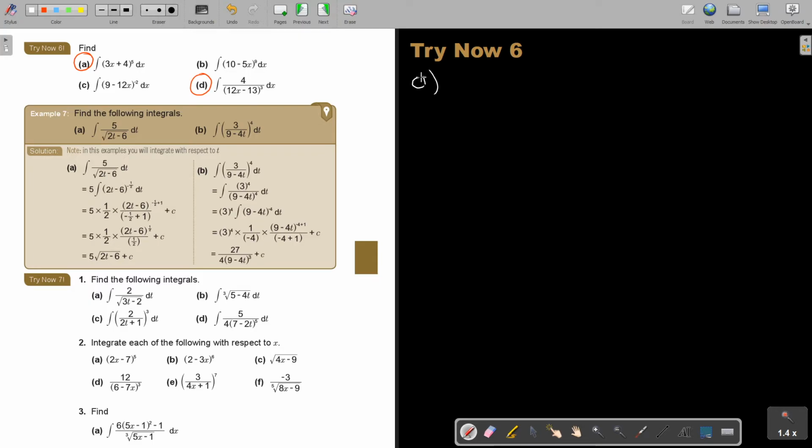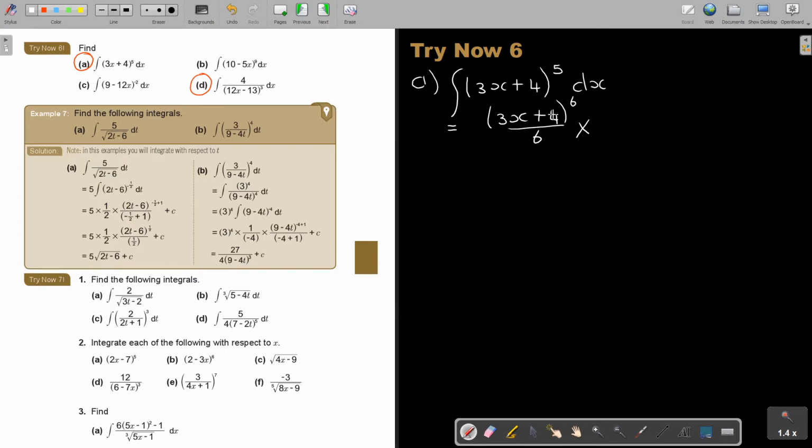Let's start with number A. I'm going to integrate (3x plus 4) to the power of 5 dx. In this case, just keep the bracket, 3x plus 4. I add 1, so it's going to be 6, and I divide by 6.